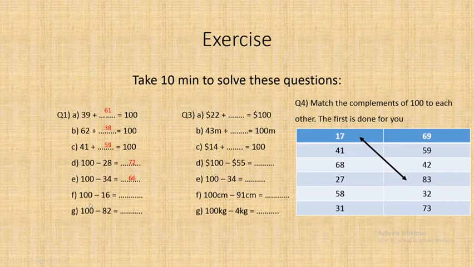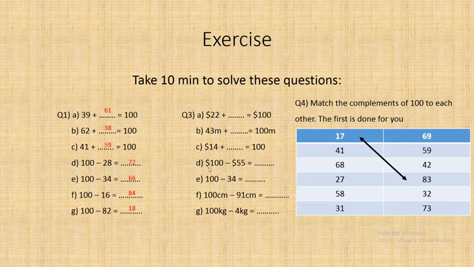Okay, 100 minus 16. I will add 4, so it's going to be 20. And after that, I'll add 80. So it's going to be 84. Okay. The other one, the last part in question number 1. 100 minus 82, I will add 8 to the 2, so it's going to be 90. And after 90, I have to count 10 to reach 100, so it's going to be 18. That's perfect. Let's go to question number 3.